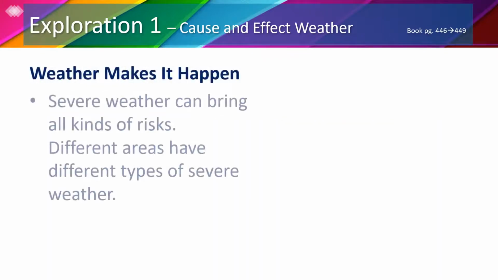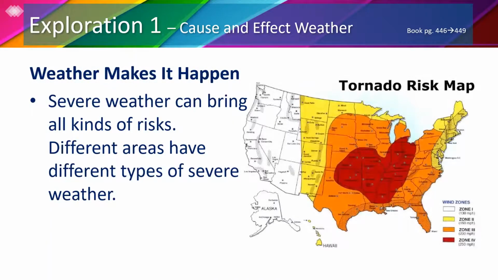Severe weather can bring all kinds of risks. Different areas have different types of severe weather. Most tornadoes, for example, occur in the US. In the map here, we can see in the red area where tornadoes occur frequently. It is called the Tornado Alley. People who live where severe weather occurs need to be prepared.